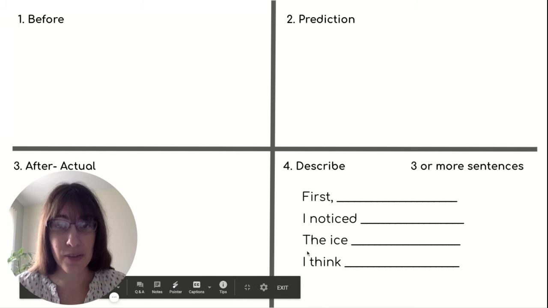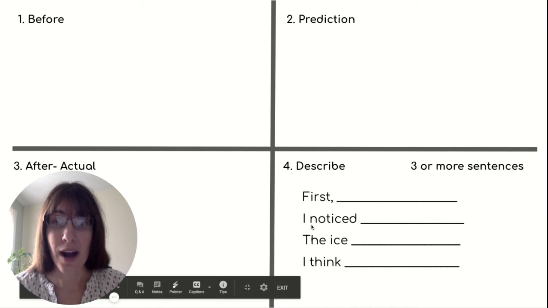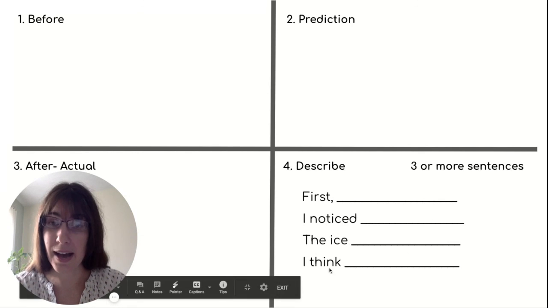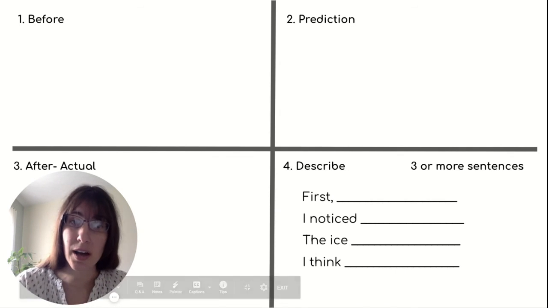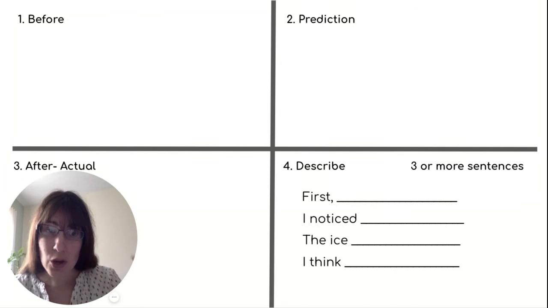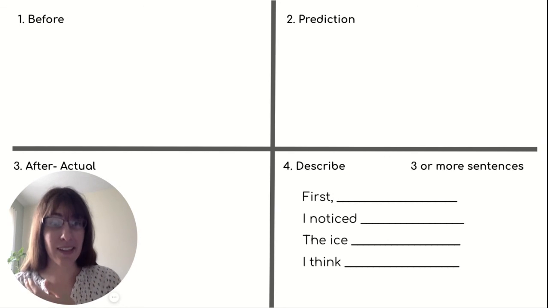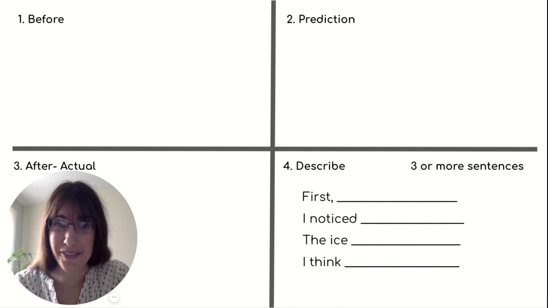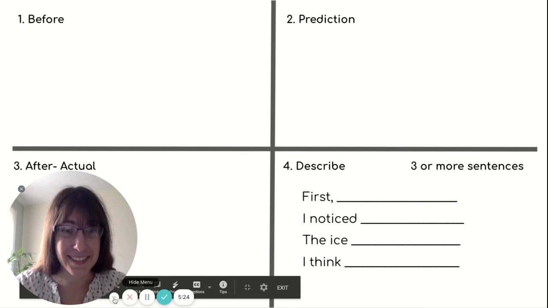Or these are some other ways you might start your sentence. First, and tell what happened first. Or I noticed, and write down the thing that you noticed. I think, okay? So you're starting your sentence with the subject, the ice, or the sand, or the mountain, or I, and then you're telling what happened, okay? You need 3 sentences or more than 3 sentences in that last box. When you're finished, you're going to turn in your paper on Seesaw, okay?